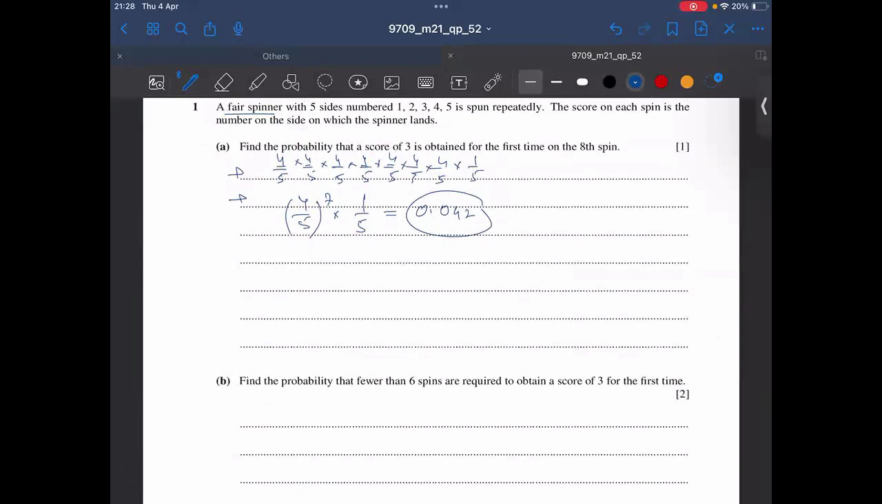Find the probability that fewer than 6 spins are required to obtain a score of 3 for the first time. All right. Let's take x as the number of spins required to obtain a score of 3.